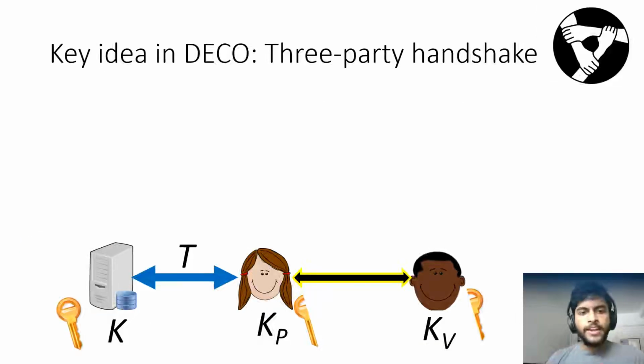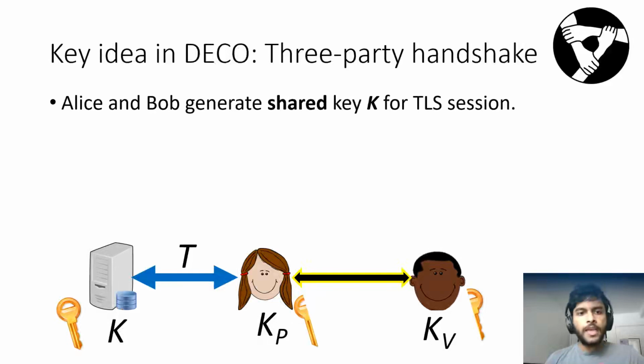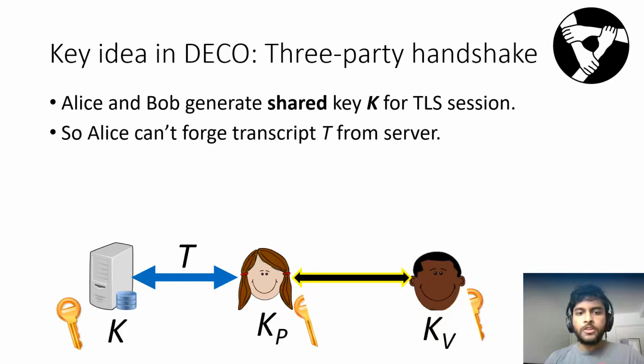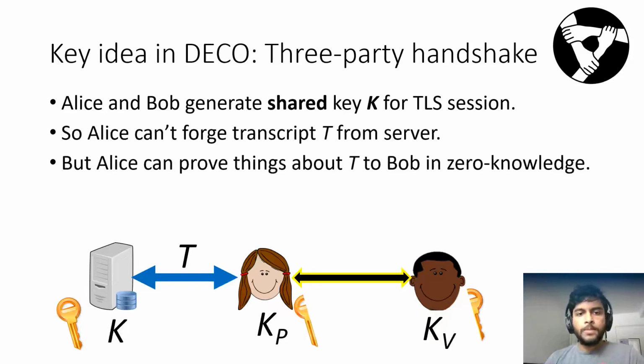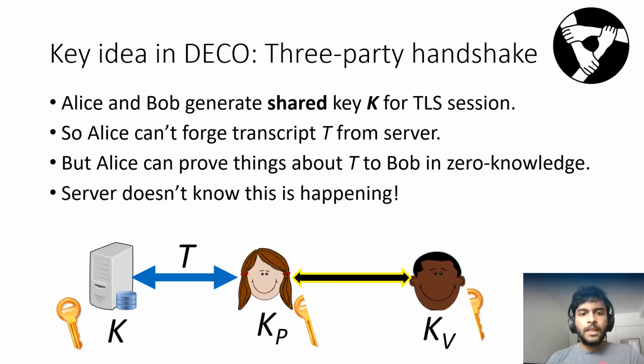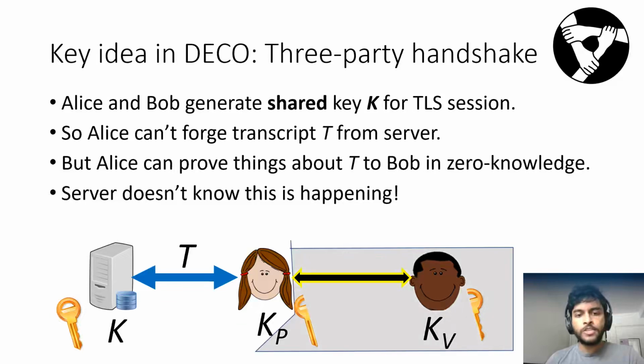The key idea in Deco is to withhold the MAC key from Alice. Essentially, Alice and Bob generate a shared key K through what we call a three-party handshake. This ensures that Alice can't forge the transcript she receives from the server. But later, once the session ends, Alice proves things about the transcript to Bob in zero knowledge. The cool thing about all this is that the server doesn't know this is happening, and as far as the server is concerned, it's interacting with just another web client.